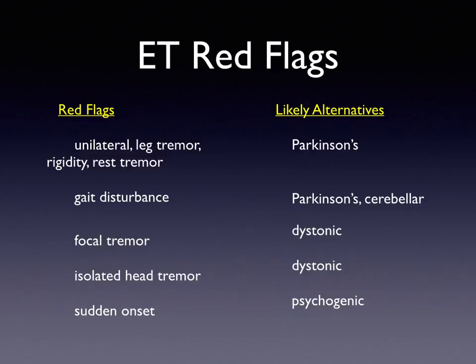In terms of essential tremor, red flags, things that might make you think something else might be going on: if it's involving the legs, if you see Parkinsonian features, walking problems. If it's just in the head, you might want to think of dystonia. If it's just on one side, it may more likely be dystonia as well. If it starts all of a sudden, it may be either medication or psychogenic is usually what we think about.